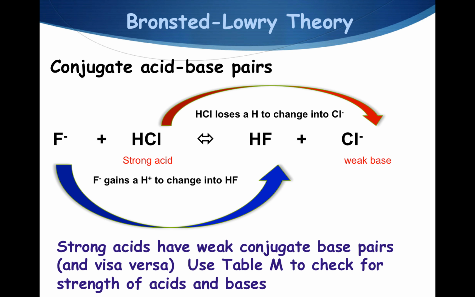Look at HCl on Table M. Doesn't it have a large Ka? It's a strong acid. When HCl donates its proton and becomes the Cl-, the chloride is a weak base. Strong acid on the left becomes a weak base on the right.